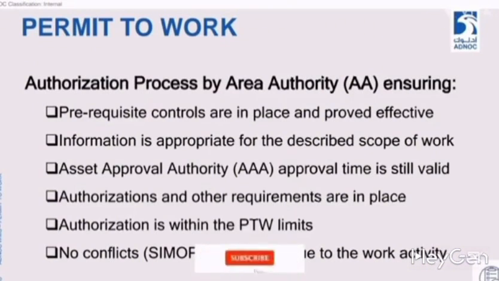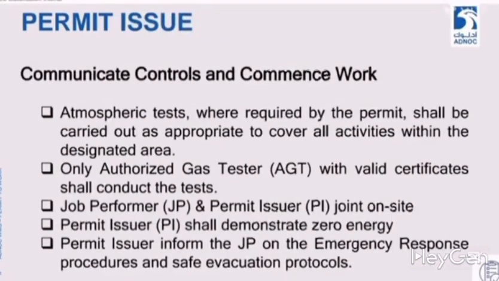They should be valid up to the point of being applicable, and at the very end there should be no conflict. It should not arise due to work activity, meaning that simultaneous operations should not affect any other work and no other work should be affected by this work. So these were some of the main responsibilities of the area authority, the AA, which they need to ensure before validating the permit. So students, communicate control and commence work.